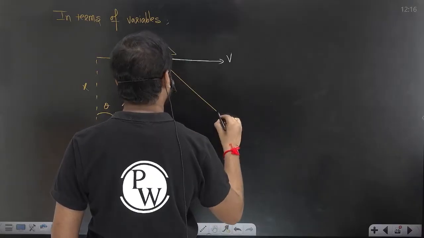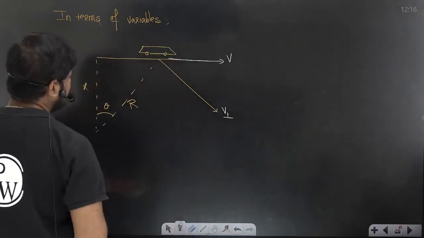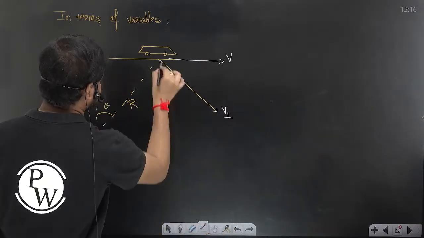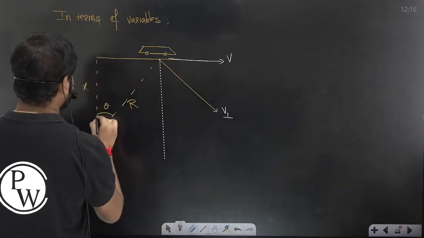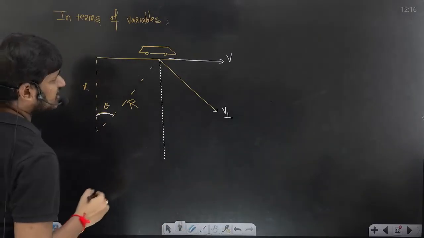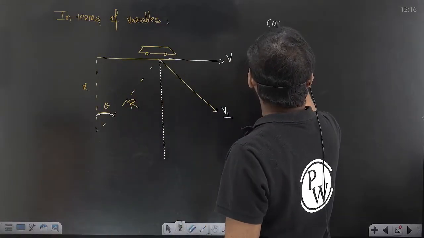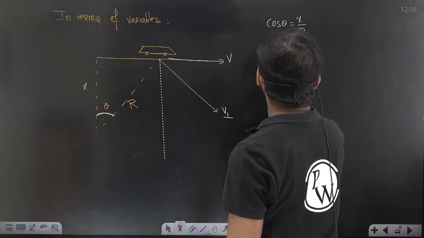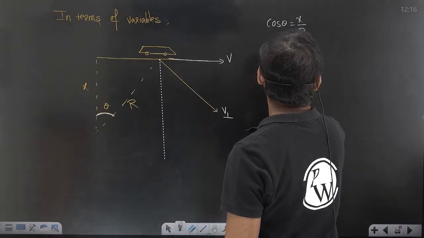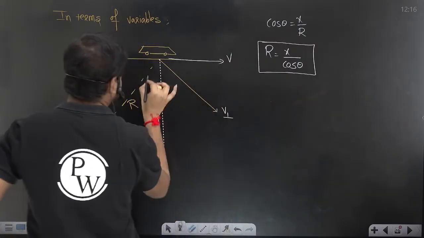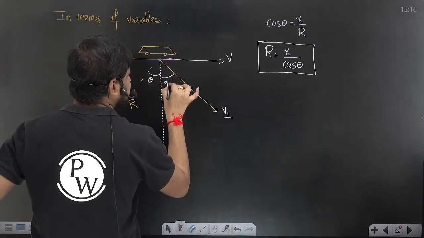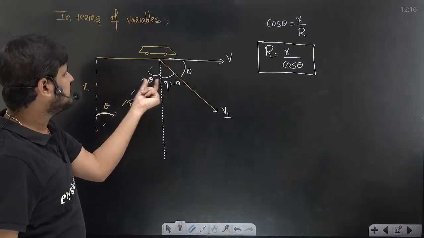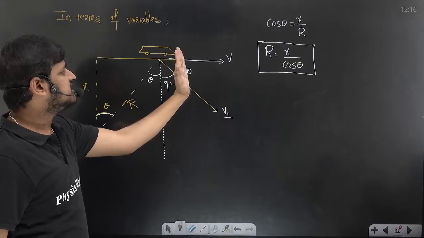Now we need the v perpendicular. This will be the v perpendicular, right? The first thing is, if it is theta, let's find r now. I can write cos theta is equal to adjacent by hypotenuse. From here we need r. R is equal to x by cos theta. This is the first equation. Then if this is theta, this will be 90 minus theta. Yes or no? This will be theta again, because alternate angles. So this will be 90 minus theta, and this will be theta again.